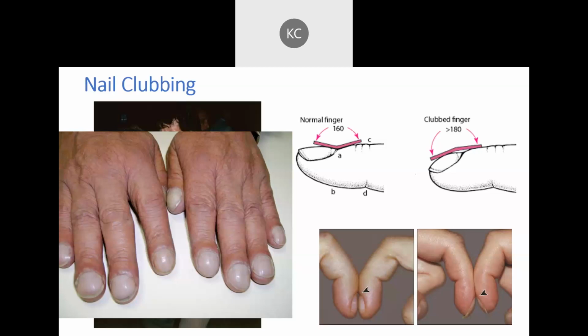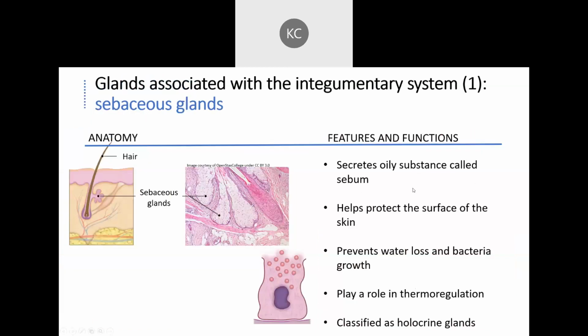So this is something you can pick up on clinically when you do a simple whole body assessment on a patient. You can look at their skin, but you can also look at their nails and see if they have any clubbing going on. Okay. Now, we'll also talk about some different glands associated with our integumentary system, right? So we'll talk about oil glands, sebaceous glands, and some other things, all right?